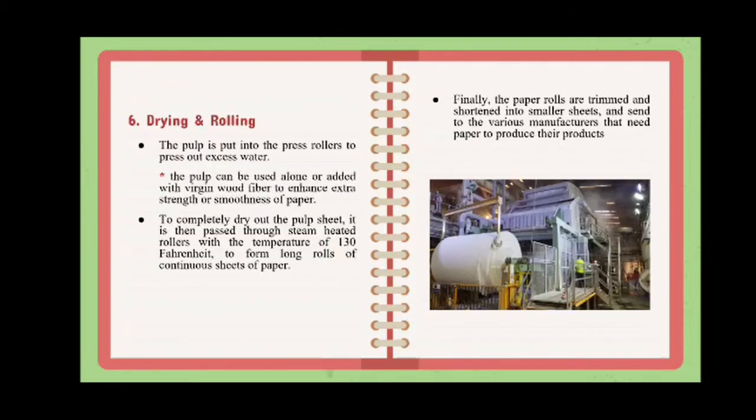Okay, for the last step, which is drying and rolling, the pulp is put into a press roller to press out excess water. The pulp can be used alone or added with virgin wood fiber to enhance the strength or smoothness of the paper. To completely dry out the pulp sheet, it is then passed through steam heated rollers with a temperature of 130 Fahrenheit to form long rows of continuous sheets of paper. Then finally the paper rolls are trimmed and shortened into smaller sheets and sent to the various manufacturers that need paper to produce their products.